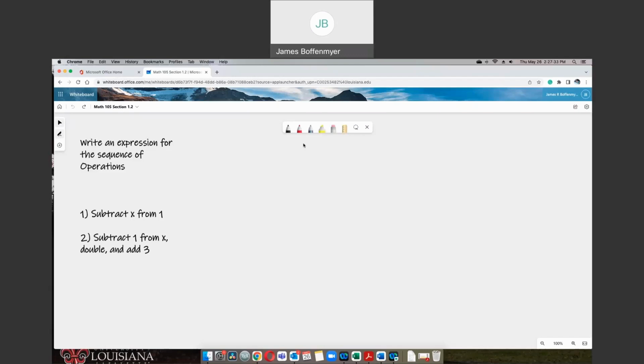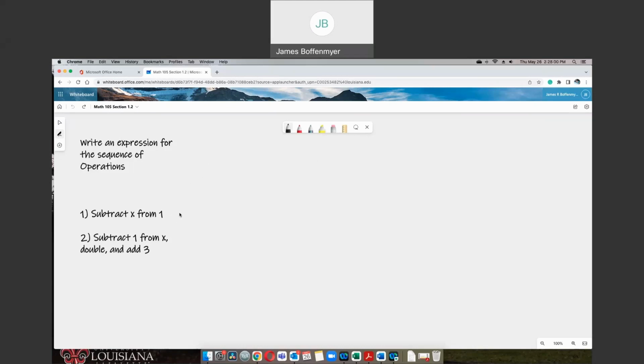Hi everyone. So today we're going to learn how to write an expression for the sequence of operations. Here we have two problems that we're going to work on. Really the whole point of this is to translate math language into the actual mathematics that we see every day. So the first problem that we'll get is subtracting x from 1.